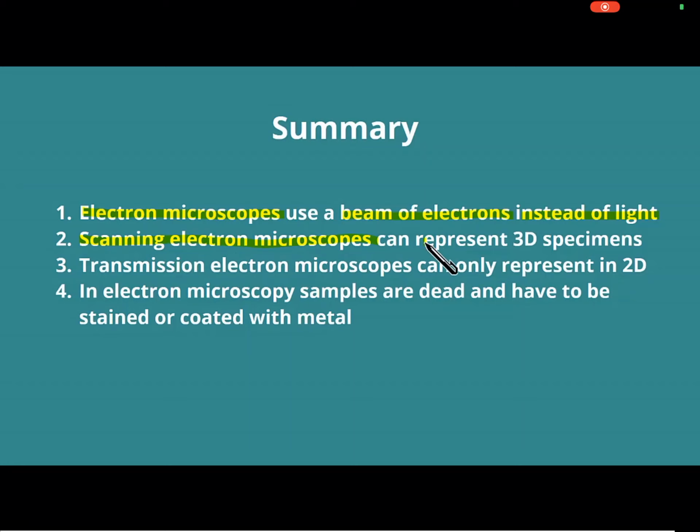So, in summary, electron microscopes use a beam of electrons instead of light. Scanning electron microscopes can represent 3D specimens. Transmission electron microscopes can only represent in 2D, and in electron microscopy, samples are dead and they have to be stained or coated with a metal.